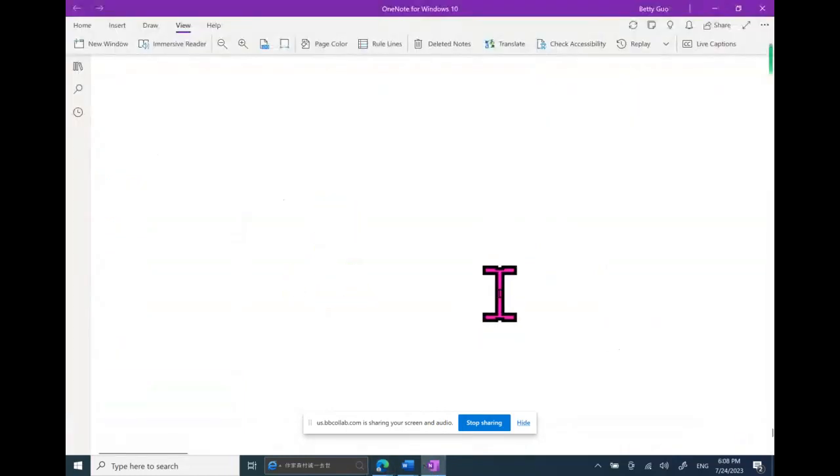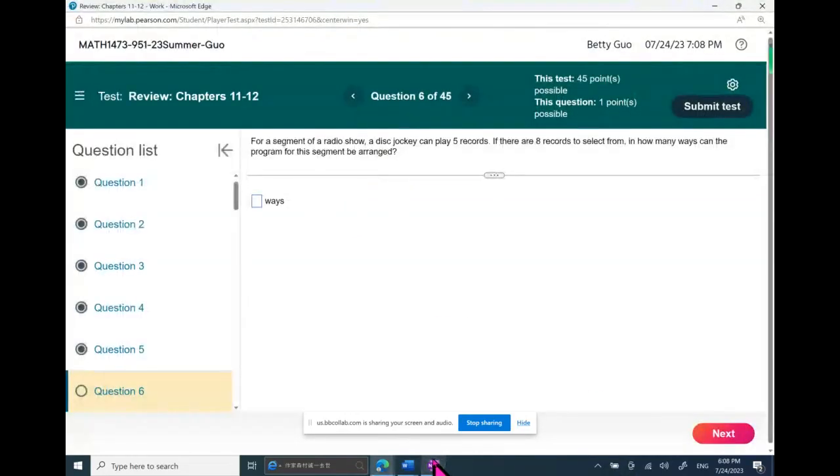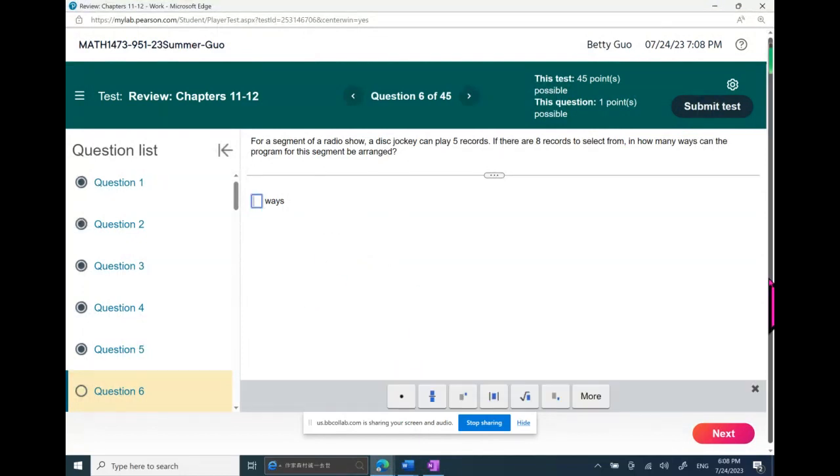Let me write it down. P58. Because you need to choose 5 records from the 8 available records and then make an ordered arrangement. So P58. Let's go to the calculator. TI-84 calculator. Enter 8, and then math, probability, number 2, nPr, and then enter 5. P58 is equal to 6,720. 6,720, that many ways.